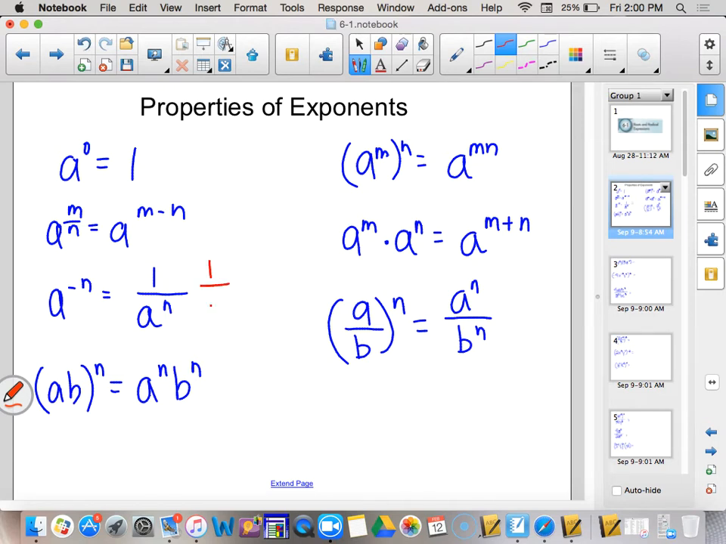Well, what if I have 1 over a raised to the negative n? It becomes a to the n over 1. It just flips to the opposite side. Does everybody get that? Okay.